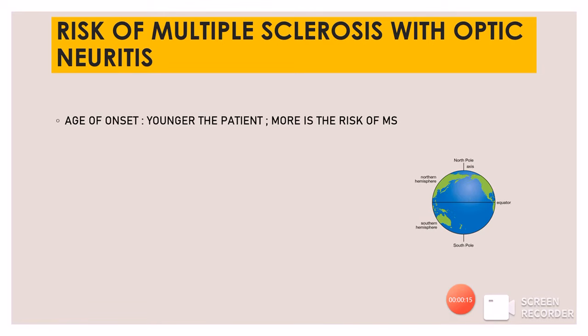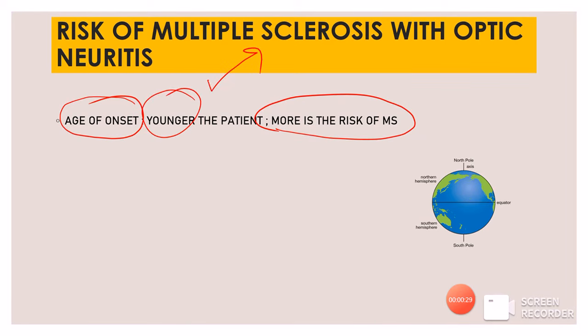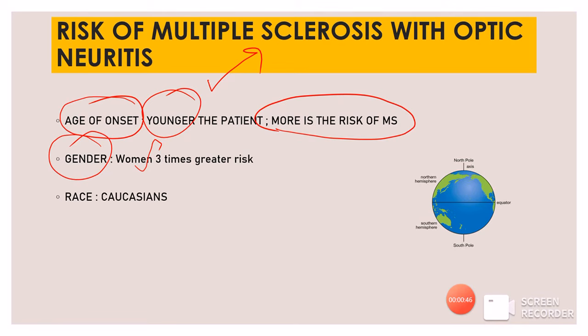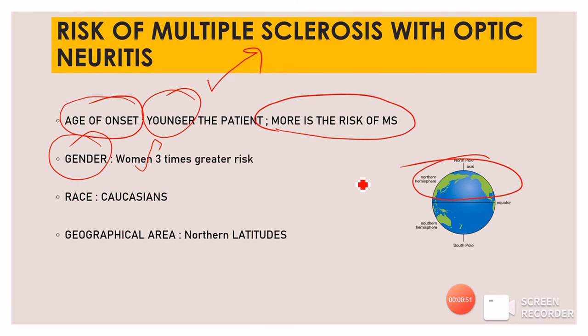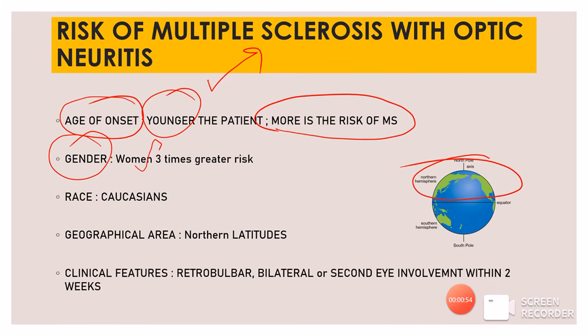Okay, so the first thing you should consider is the age of onset. The younger the patient, the higher the risk of developing multiple sclerosis. So younger patients should always raise an alarm. Number two, women are more prone to developing multiple sclerosis, almost 3 times greater risk than men. So if a woman comes with optic neuritis, you have to think in terms of multiple sclerosis. Race: Caucasians usually have more risk, and the northern latitudes have more risk of developing optic neuritis associated with multiple sclerosis.